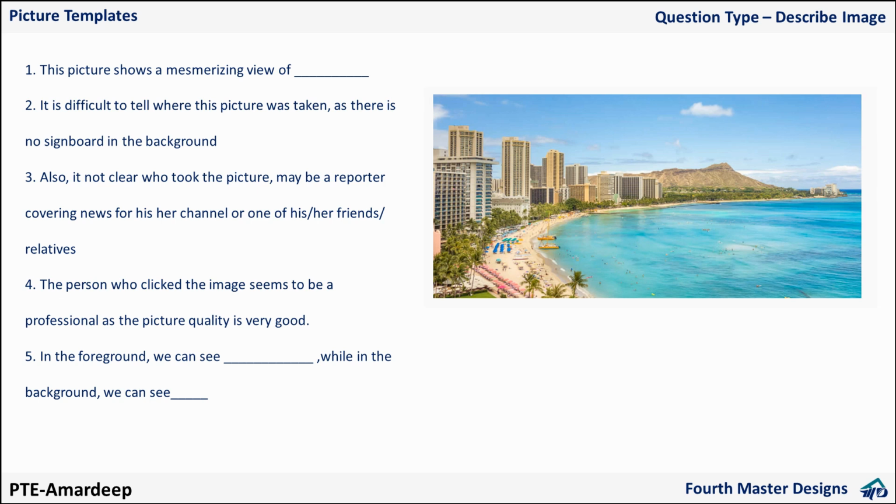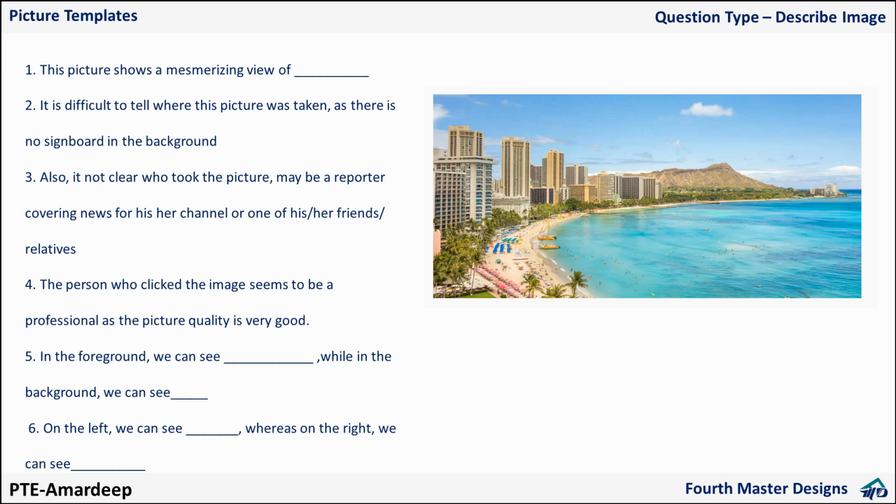In the foreground, we can see some trees, water, and in the background we can see mountains, clouds, buildings. On the left side we can see some high-rise buildings, whereas on the right side we can see water. That's all, guys. This is how we have to describe. Now I'll speak everything. I will use all these templates in one shot. Okay, so let me start my timer.